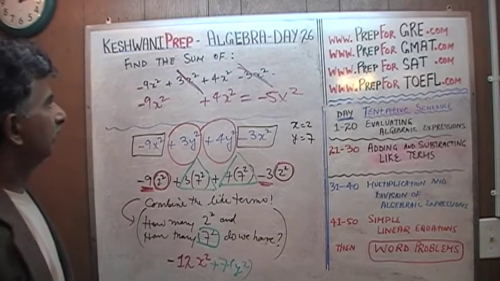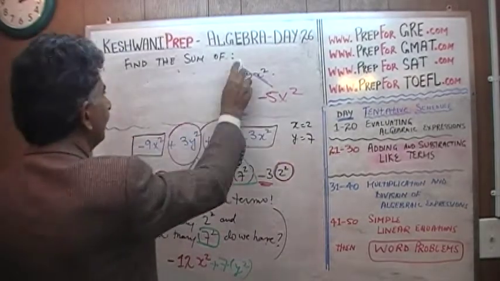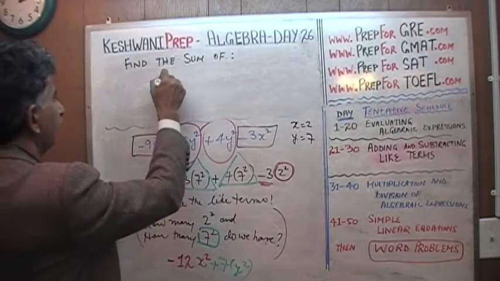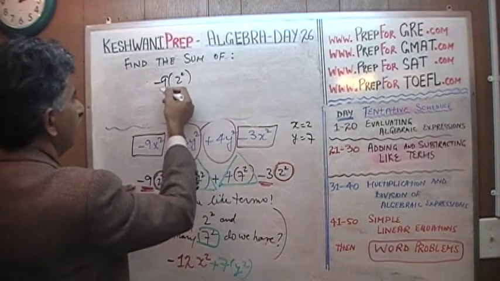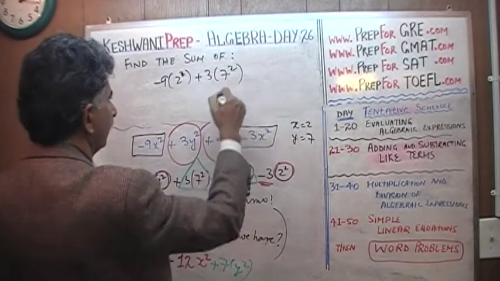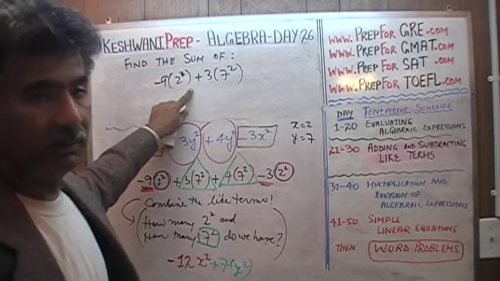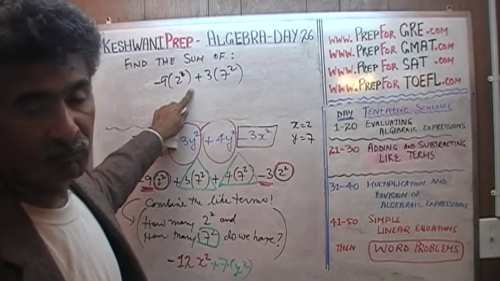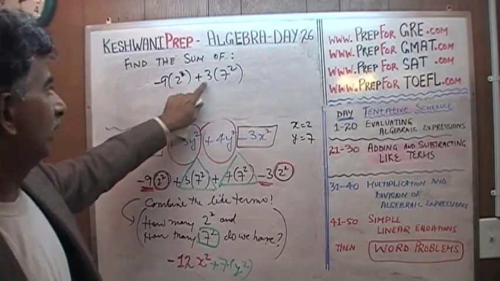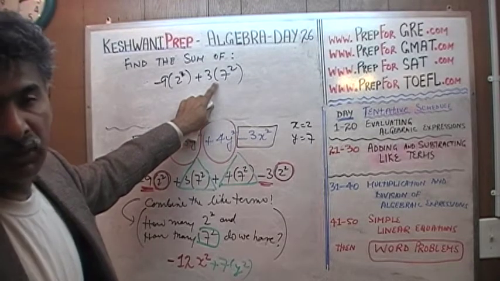For example, let's erase the top part. We do not need the top part here. If I give you something like this, negative 9 2 squares and positive 3 7 squares, and I tell you to combine the like terms, what I'm saying is tell me how many 2 squares do we have and how many 7 squares do you have. Well, there is nothing there to do. The thing is right there. There are negative 9 2 squares and a positive 3 7 squares. That's it. There is nothing you can do.